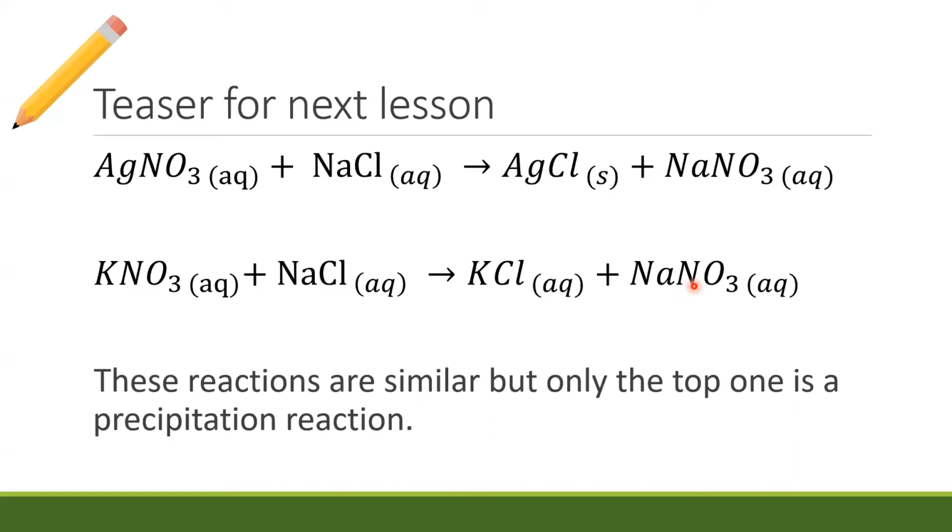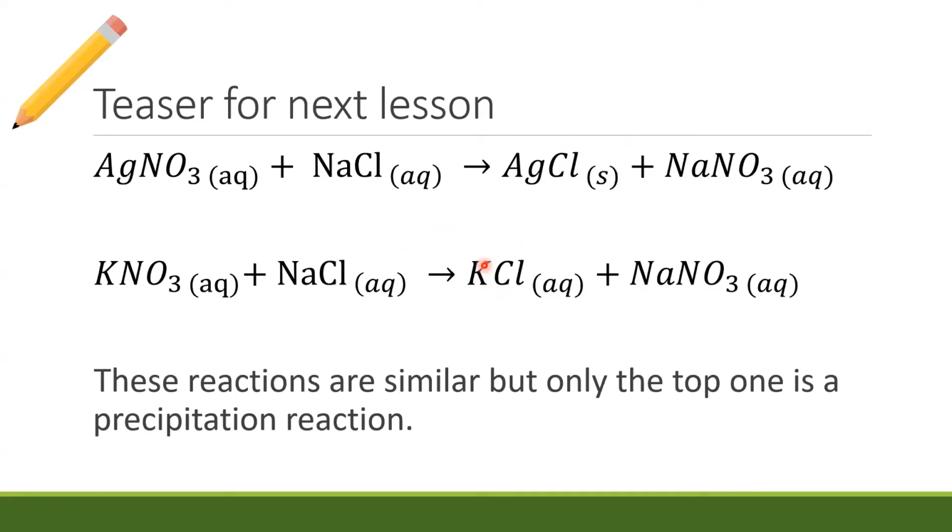But here's the question, and this is the teaser for the next lesson. We'd like you to copy this down, and then I'm going to change to the very last slide. What is it that makes this a solid, but this one not a solid? Because it's logic. We see an F in there. Yeah, but why? Why is KCl not a solid? What makes it different?